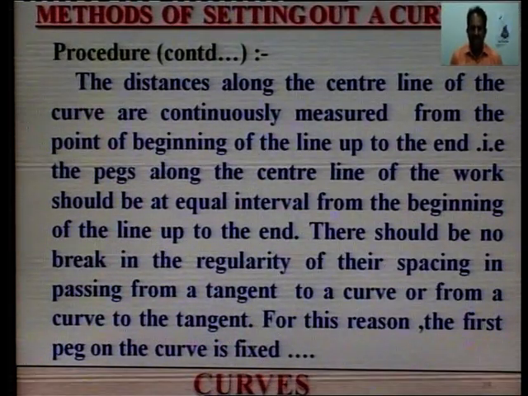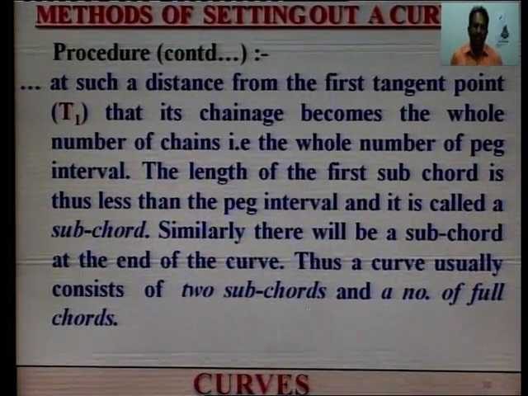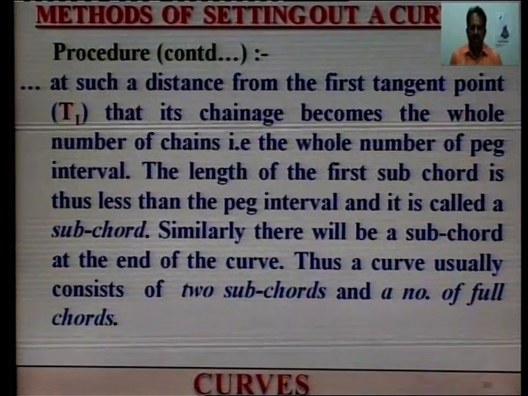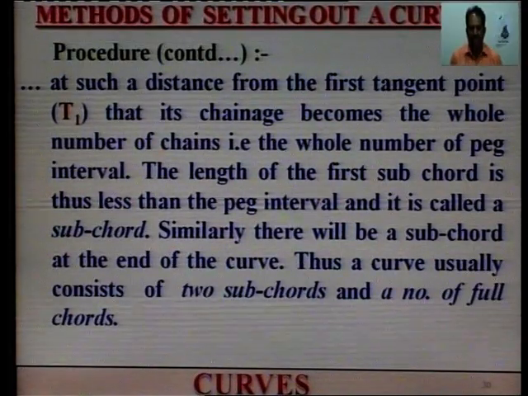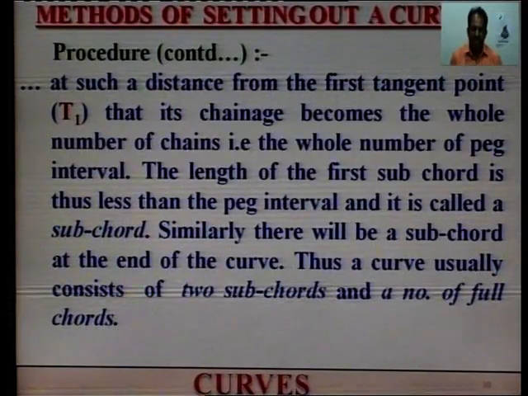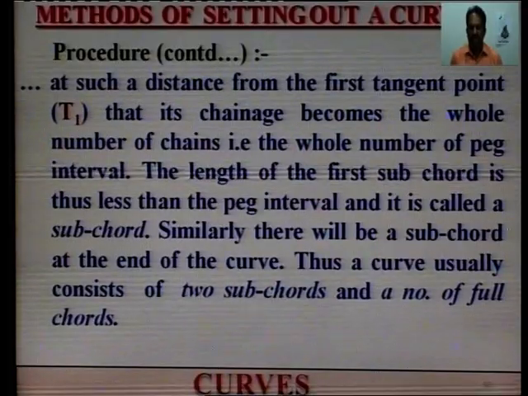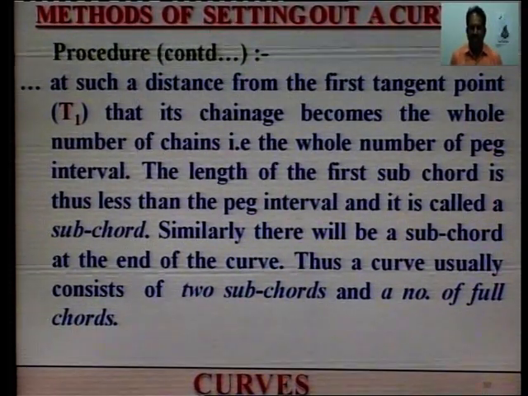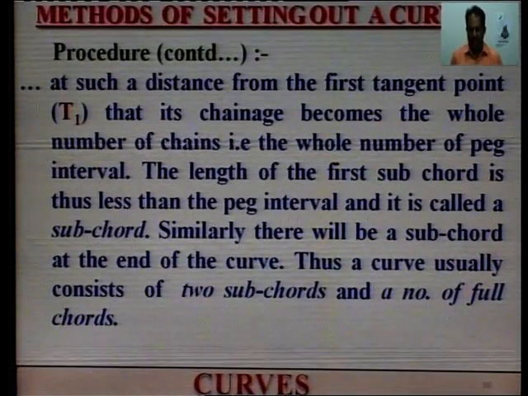For this reason, the first peg on the curve is fixed at such a distance from the first tangent point T1 that its chainage becomes a whole number of chains, that is a whole number of peg intervals. The length of the first chord is thus less than the peg interval, and it is called a subchord. Similarly, there will be a subchord at the end of the curve. Thus, a curve usually consists of two subchords and a number of full chords.